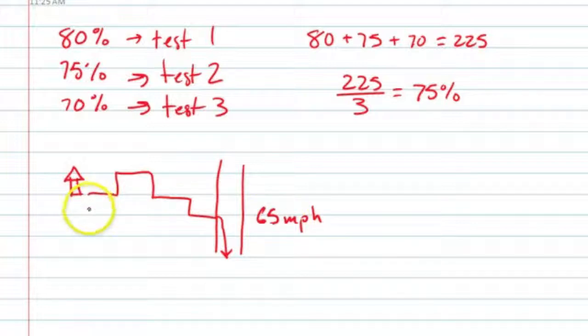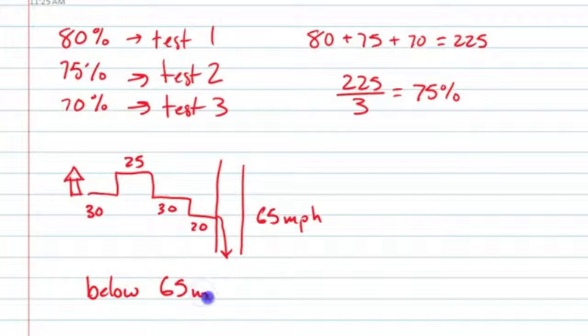You were going maybe 30. Then maybe here you were going 25. Then here you were going 30 again, and here you're going 20. And then finally getting on the road and going 65. So at this point when you got on the highway, your average velocity would actually be below 65 miles per hour.